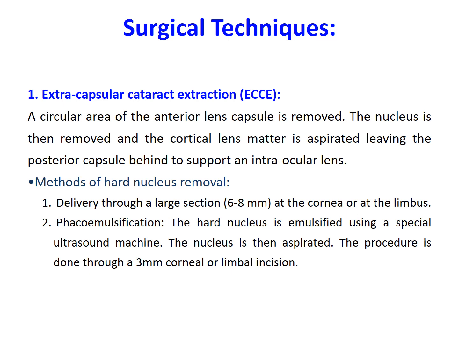The second way is phacoemulsification, which is a micro-incision cataract surgery using an ultrasound machine to emulsify the nucleus, and then the nucleus is aspirated. This is done through a micro-incision of about 2.5 to 3 millimeter corneal or limbal incision. So we have the extracapsular, where we deliver the nucleus, and phacoemulsification, where we emulsify the nucleus and then aspirate it.